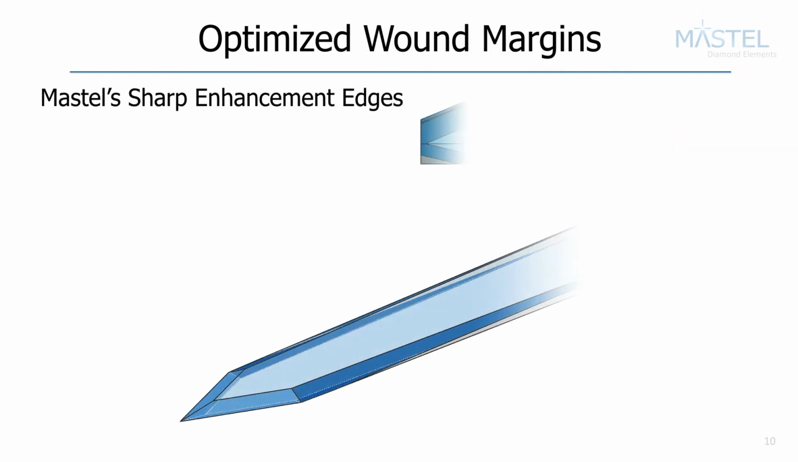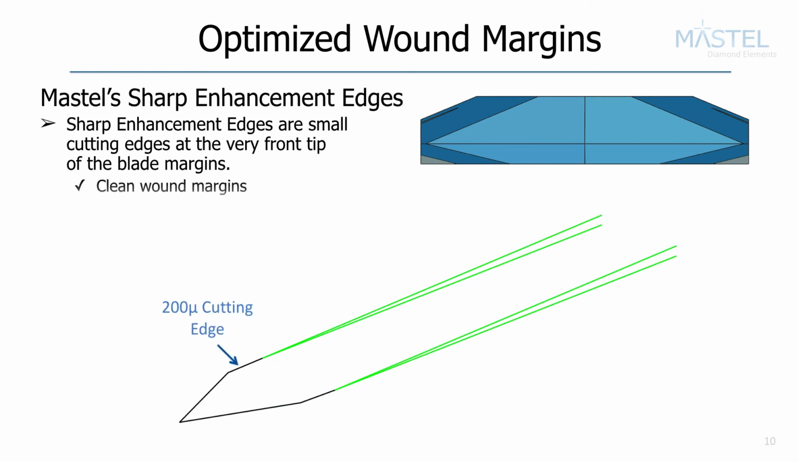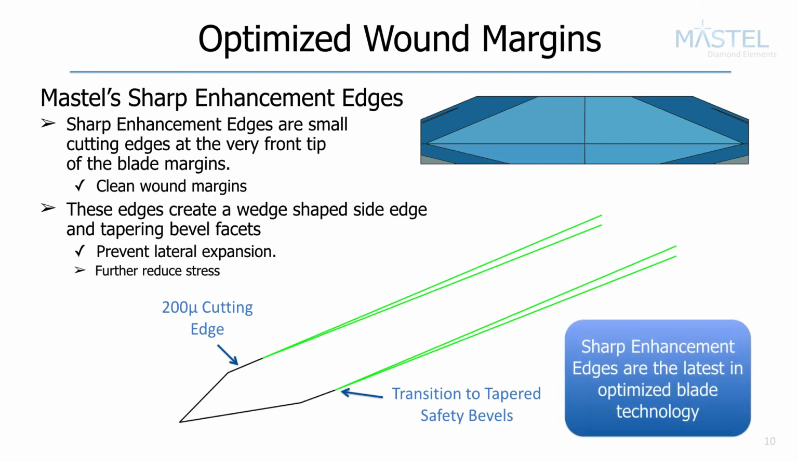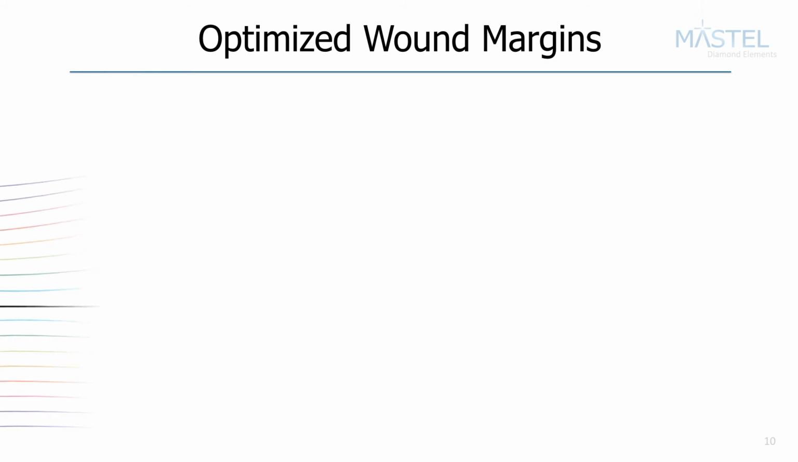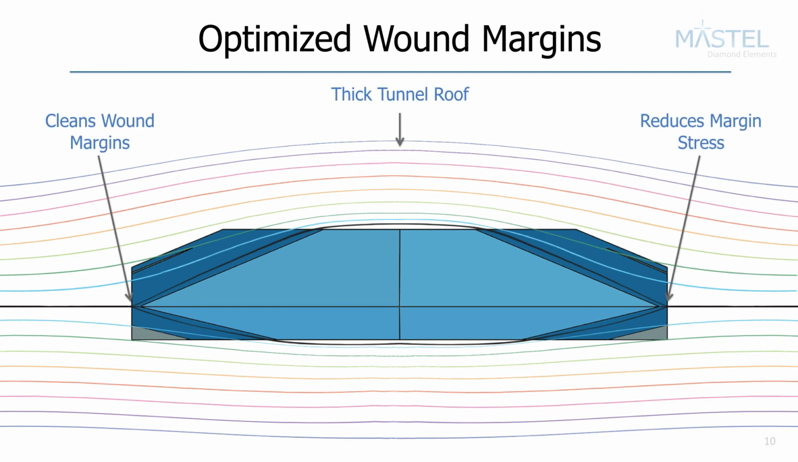One other special feature Mastel does to optimize the blade wound margins is sharp enhancement edges. Sharp enhancement edges feature a cutting edge near the tip that transitions to a safety bevel towards the end of the blade. The sharp enhancement allows you to clean up your wound margins near the tip, while the safety bevel prevents lateral expansion of the wound. As you can see, this is the latest in blade optimization technology. Stealth faceting reduces stress, cleans and protects wound margins, and dives smoothly by increasing the tunnel roof.